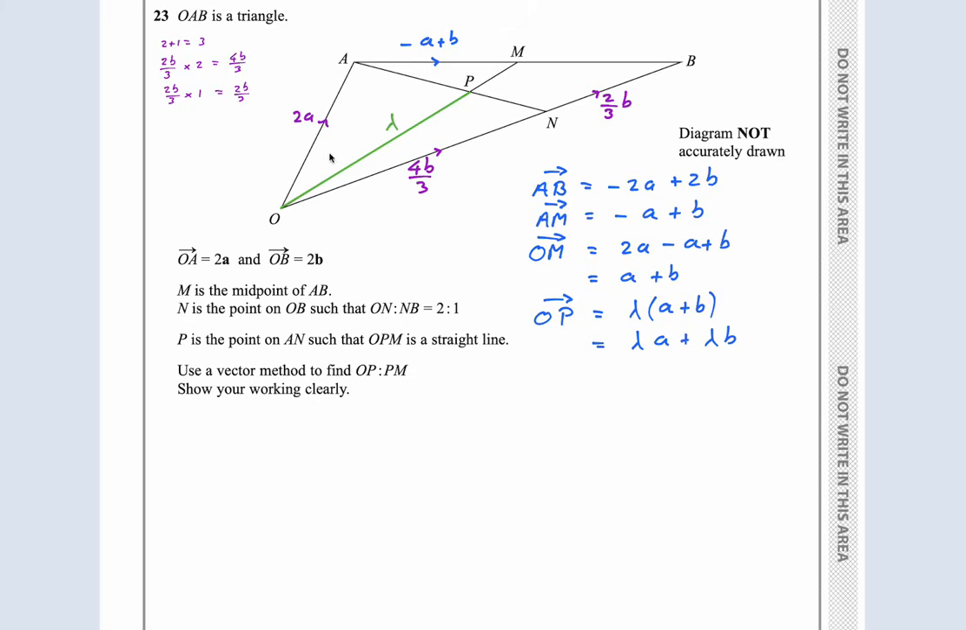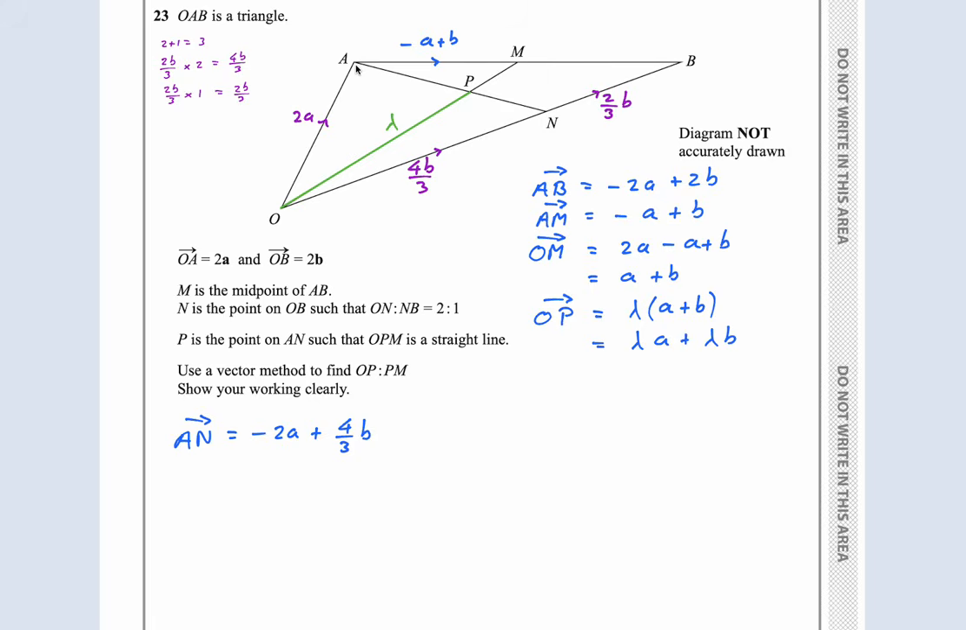Fine, now I have OP in one nice method. The next method I'm going to use is I'm going to go OA and then AP. So to do that, I need first AN. So let's get AN. How do I get AN? I'm going to go down this way, so it's minus 2A. And then I'm going to add this plus 4 over 3B. So minus 2A plus 4 over 3B gets me to N.